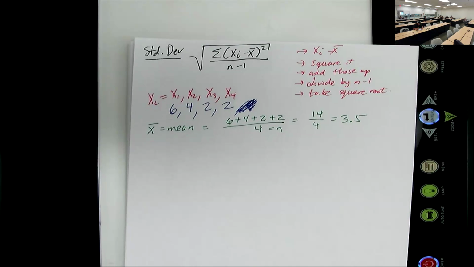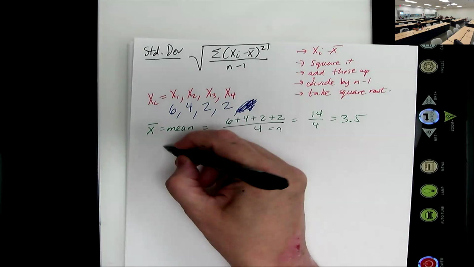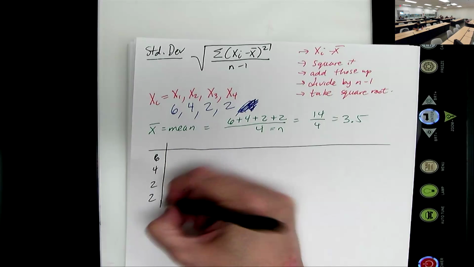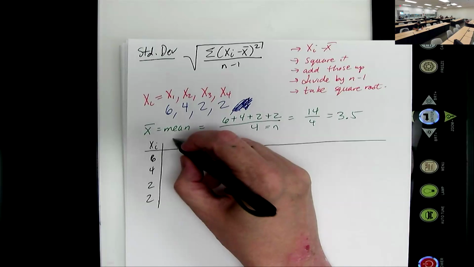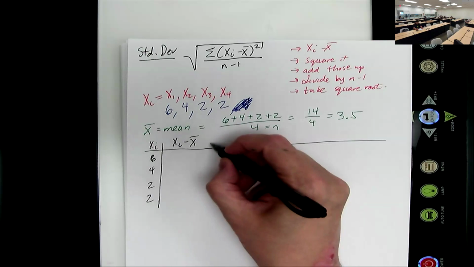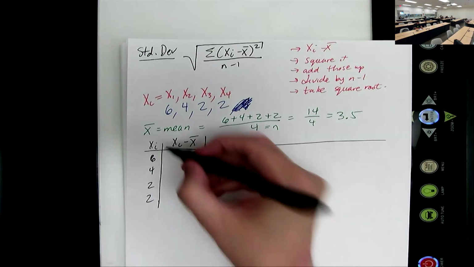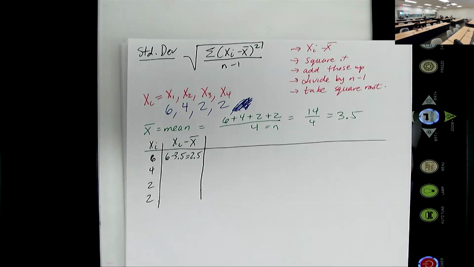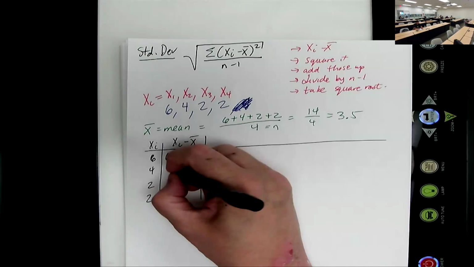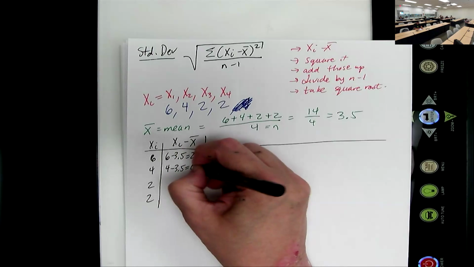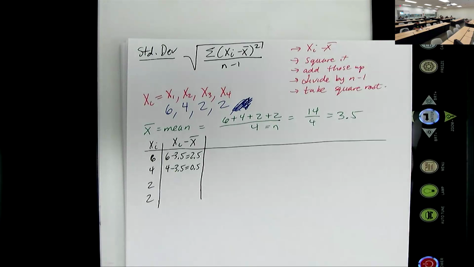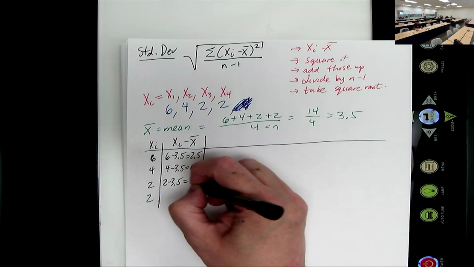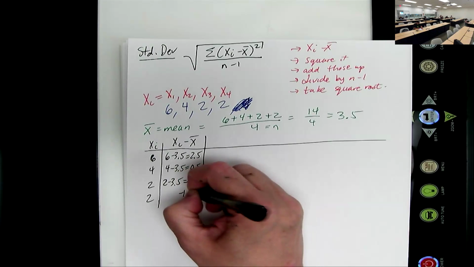Alright, so make a little table with my xi: 6, 4, 2, 2. I need xi minus x bar. So 6 minus 3.5 is 2.5. 4 minus 3.5 is 0.5. 2 minus 3.5 shows up twice. It's negative 1.5 on both of those.